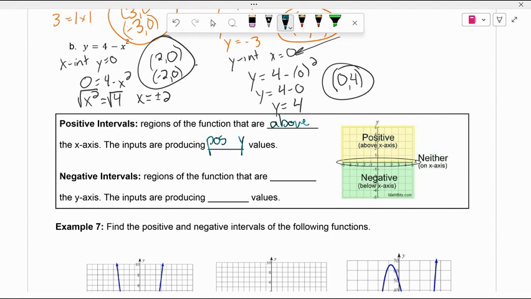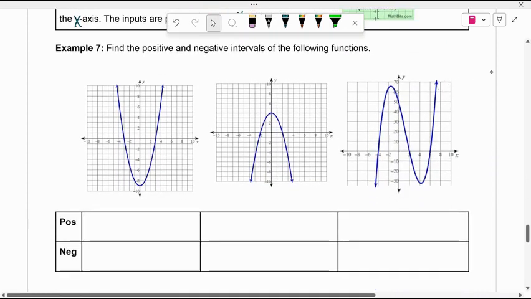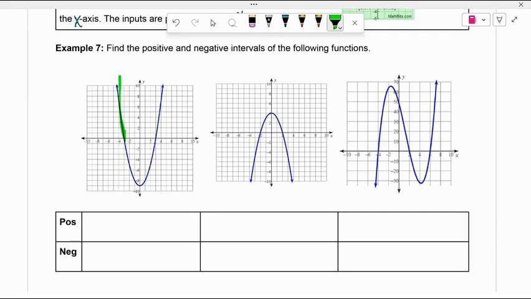Negative intervals are where the function is below the x-axis. The inputs are producing negative y values. So again, we're just looking to see where it starts and stops being above the x-axis or below. And these are all going to be parentheses when we write these. So in this first graph, we're positive here and positive here. Those are the only two places that we're above the x-axis.